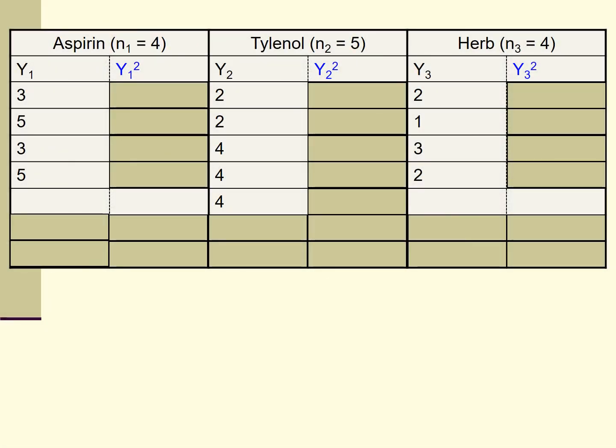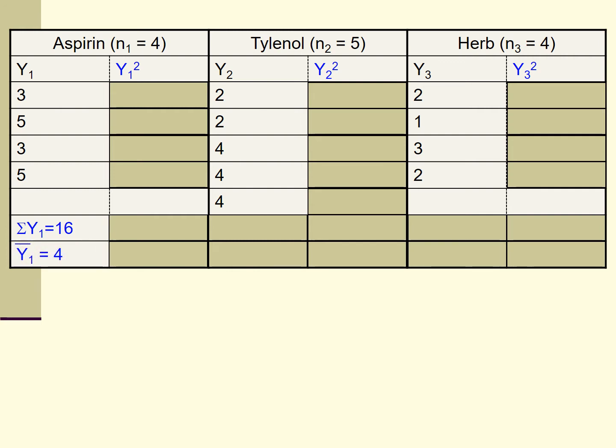In order to compute the F observation score, first we need to compute SS within and SS between separately. This page helps us to compute the SS within. So the first column is the aspirin scores. First, we add them up to compute the sum of the aspirin scores, which is 16.